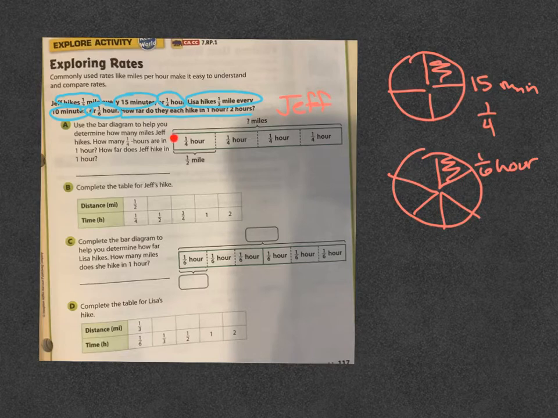In 1/4 of an hour, he did 1/2 a mile. In another 1/4 of an hour, he did another 1/2 a mile because it said he's going a 1/2 a mile every 1/4 of an hour. And what I know is that a 1/2 a mile and a 1/2 a mile put together is 1 full mile, so I may as well mark that. Same over here for a total of 2 miles. All right.